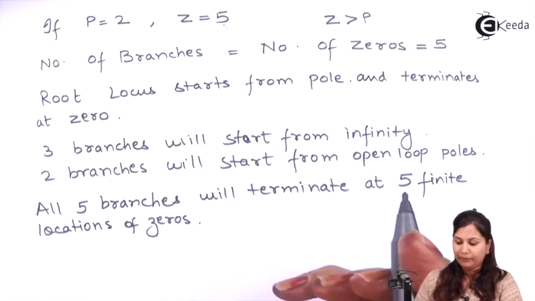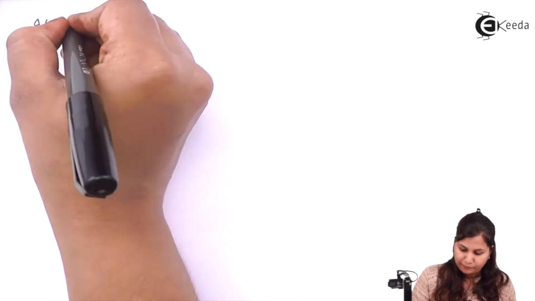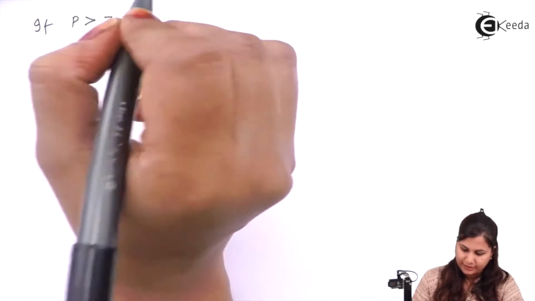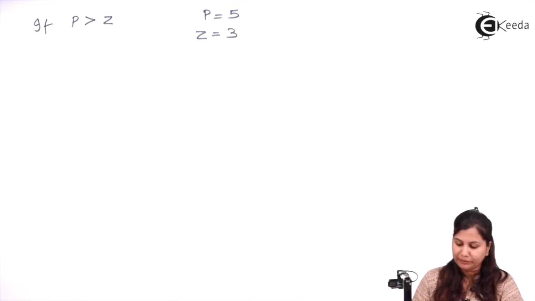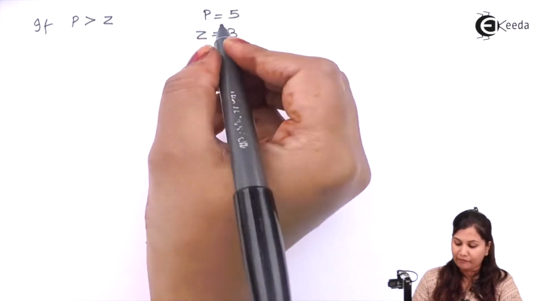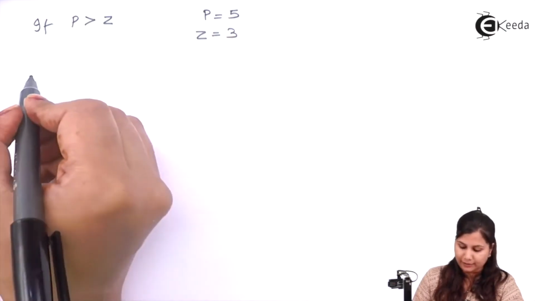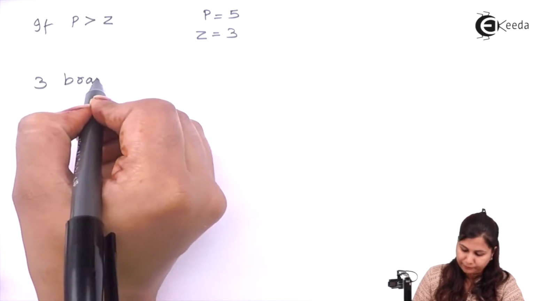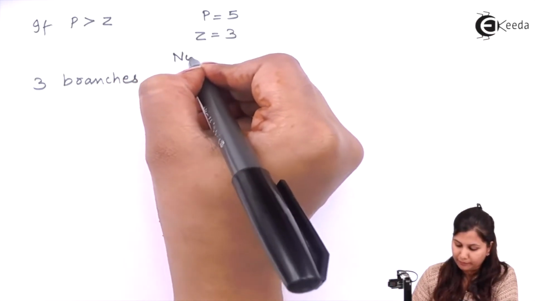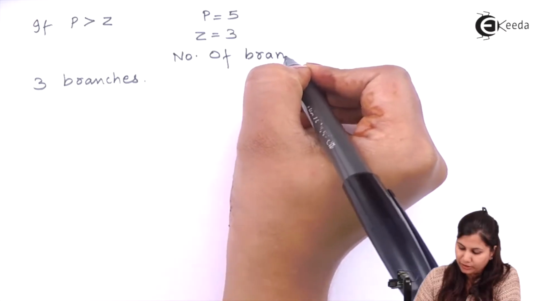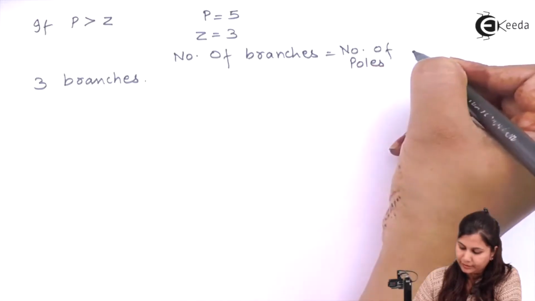Now take another example where the number of poles is greater than the number of zeros. So suppose P is greater than Z, that is P equals 5 and Z equals 3. So what will be that case? We have 5 poles and 3 zeros. So 3 branches are going to start from the poles and terminate at the zeros. How many branches are we going to have? The number of branches equals the number of poles, and it will be 5.